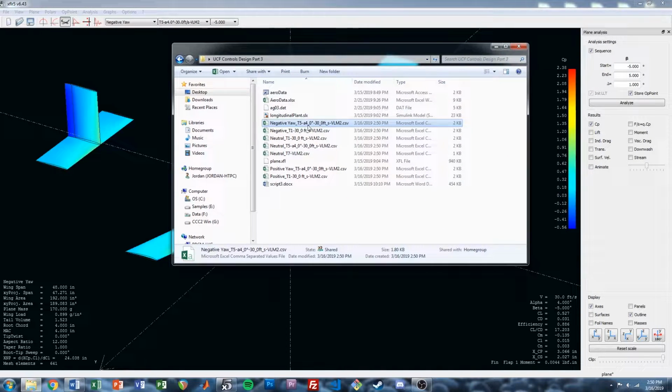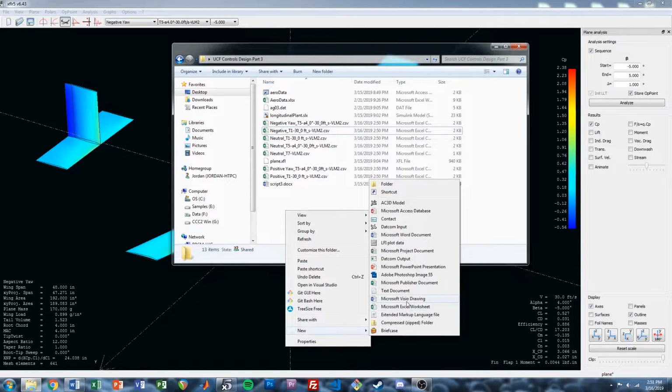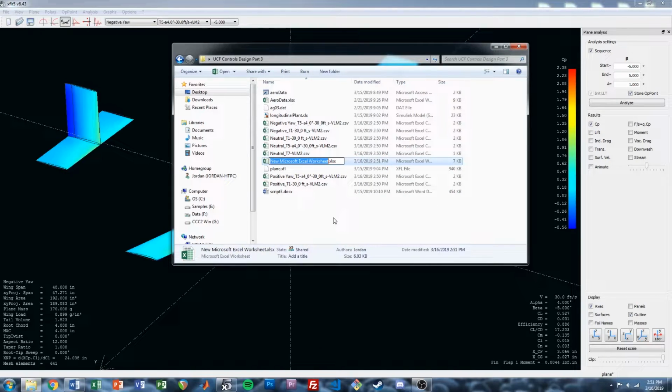We're going to have our negative yaw, our positive yaw, and then our neutral. So we also have a neutral. This one right here is for the longitudinal analysis we did, so this is looking at your longitudinal coefficients. The positive without anything else and the negative without anything else are also those longitudinal coefficients. So let's go ahead and make a new spreadsheet. That's going to be our lateral aero data.